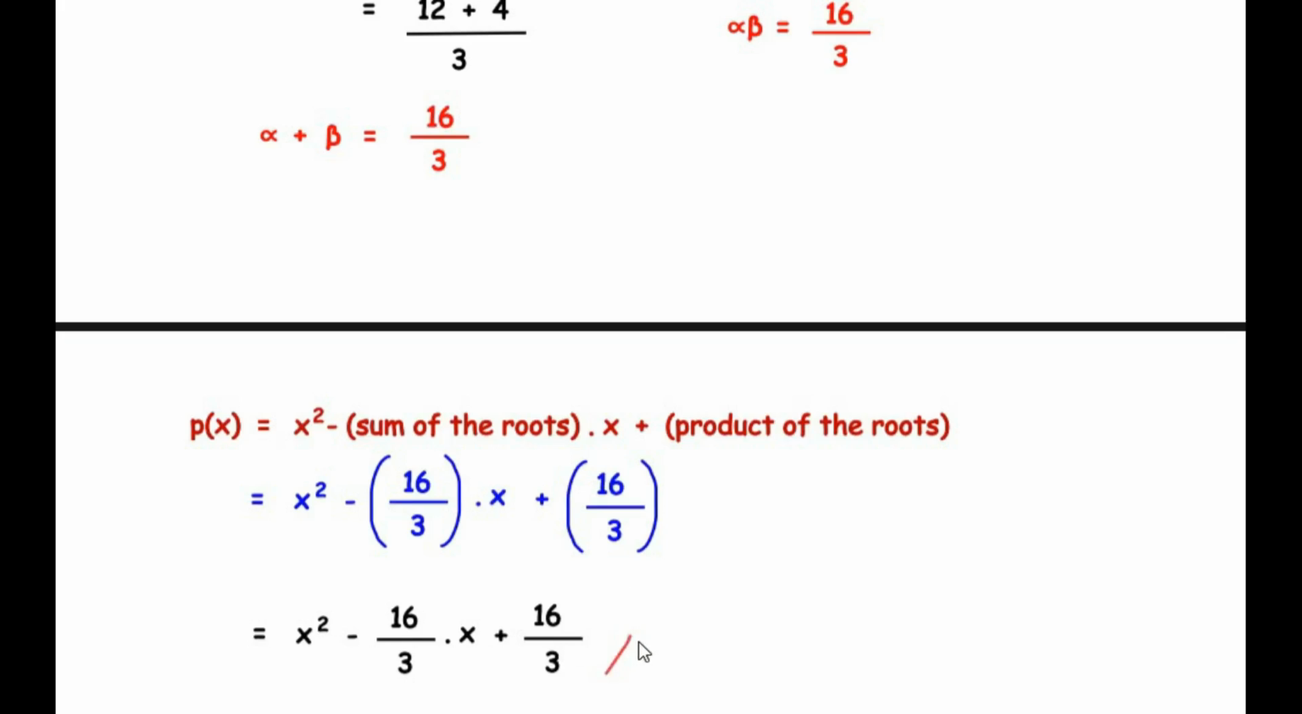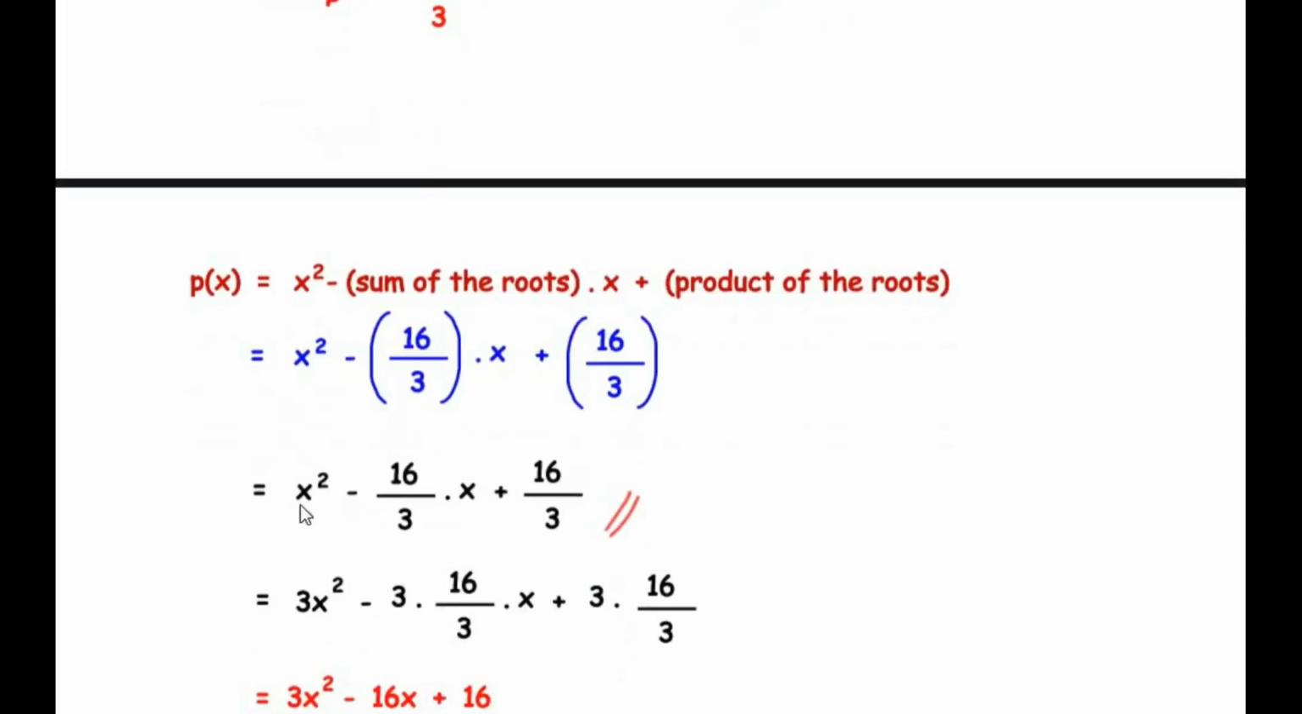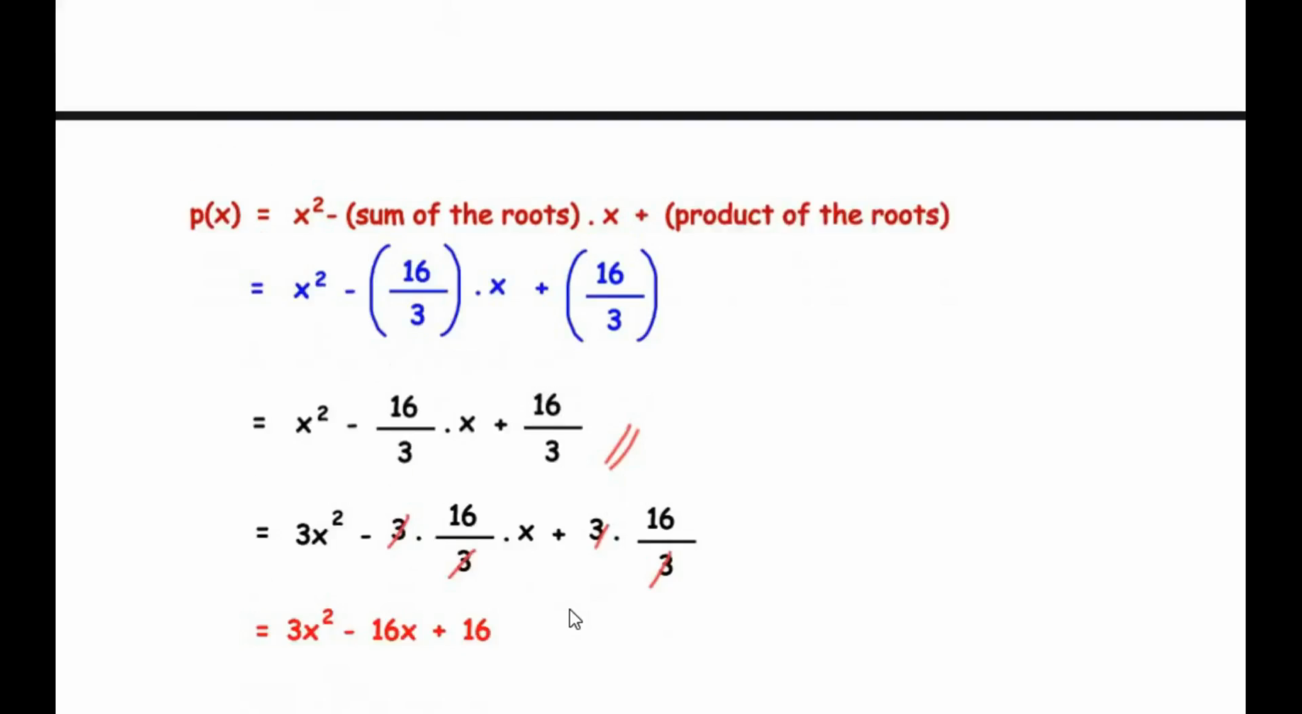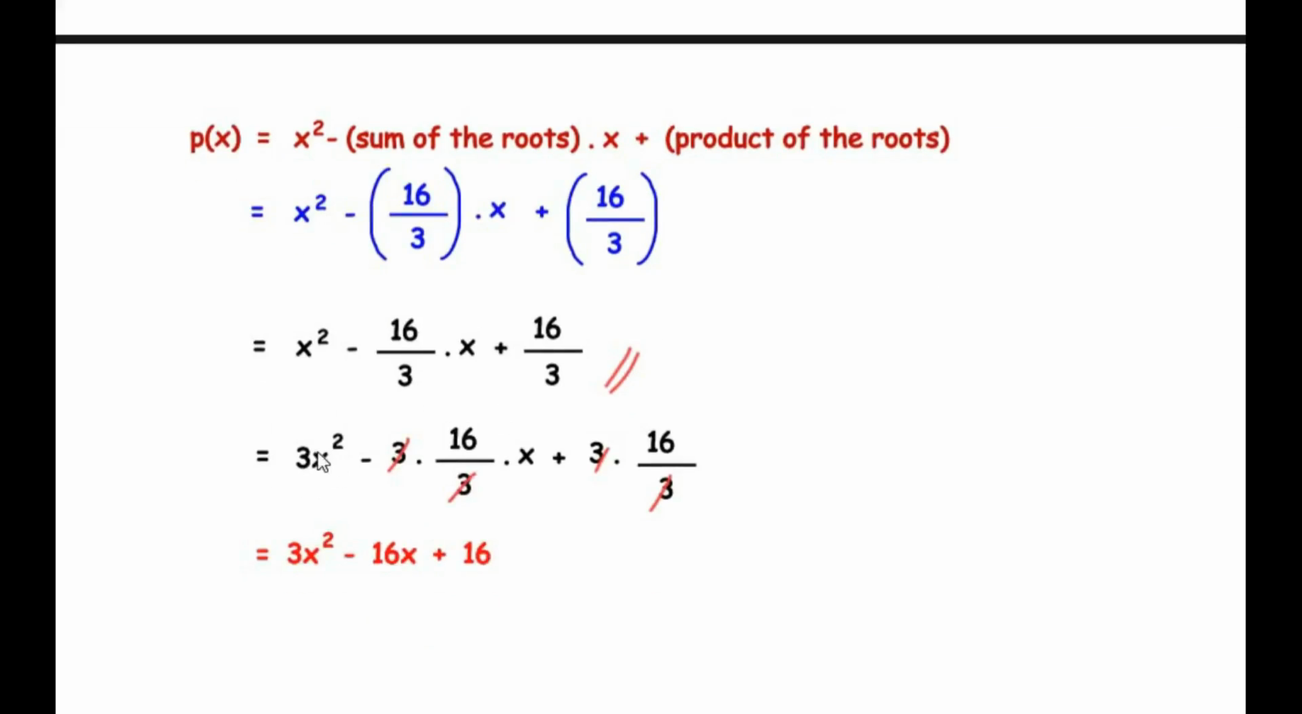So you can keep the required polynomial in this format, or if you want to simplify it further, you're going to multiply all the terms by this denominator, that is 3. So here we have written 3 times x square minus 3 times 16 over 3 x plus 3 times 16 over 3. Now here 3 and 3 get cancelled or divided, and the same thing happens over here. So we are going to get the simplified equation as 3x square minus 16x plus 16. So you can keep your answer in this format or this format.